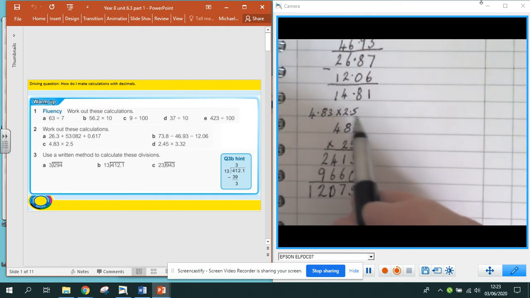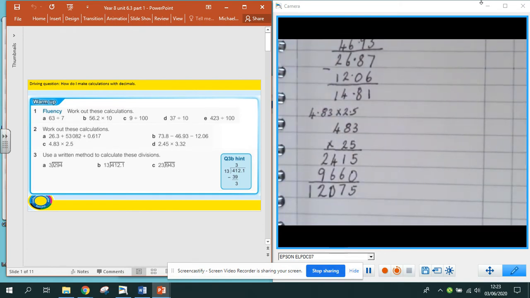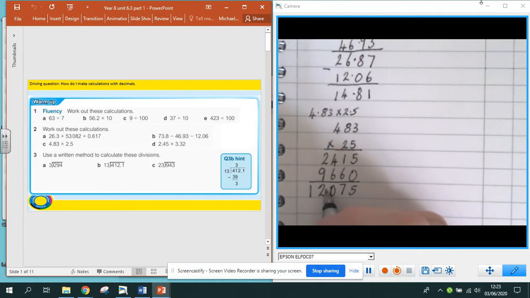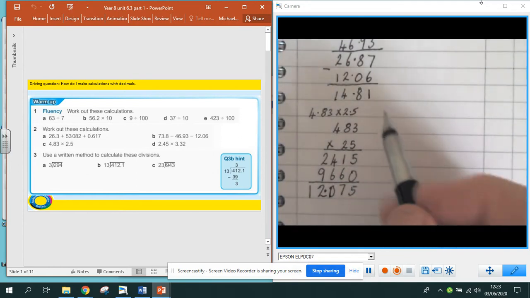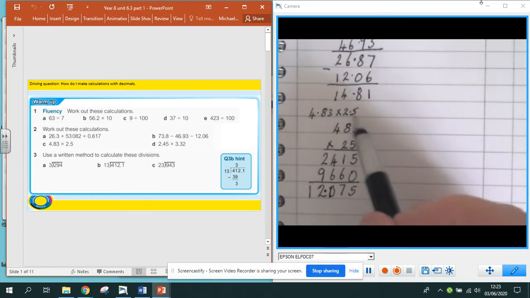Well, there's 1, 2, 3 numbers after the decimal point in the question, so I must have 1, 2, 3 numbers after the decimal point in the answer, 12.075. If I do a quick estimate, I've got 5 times 3. 5 times 3 is 15. I've got an answer of 12 there, so my answer looks right.